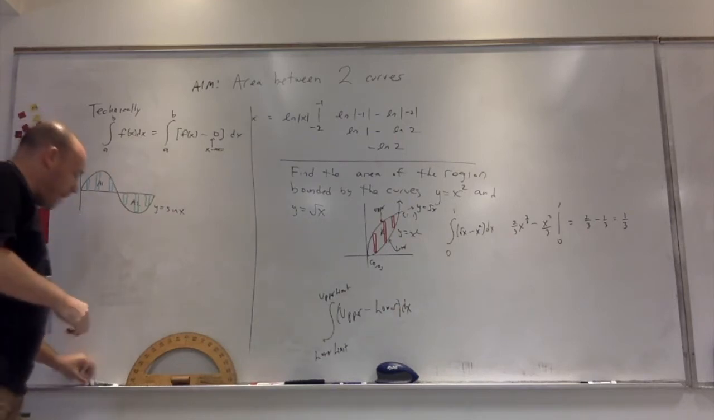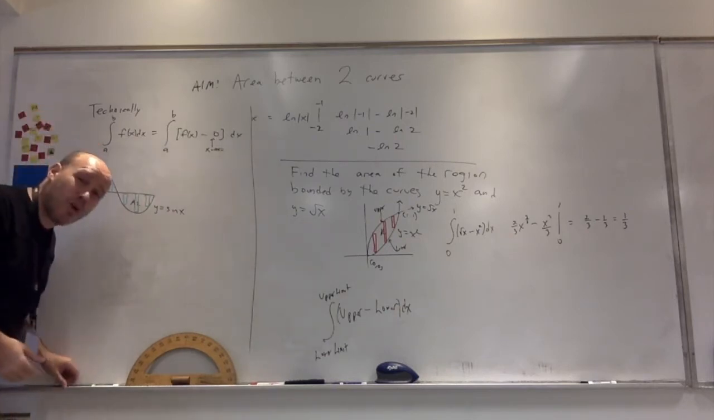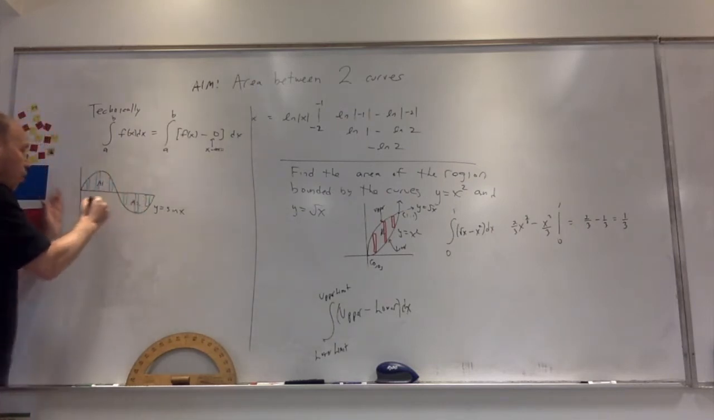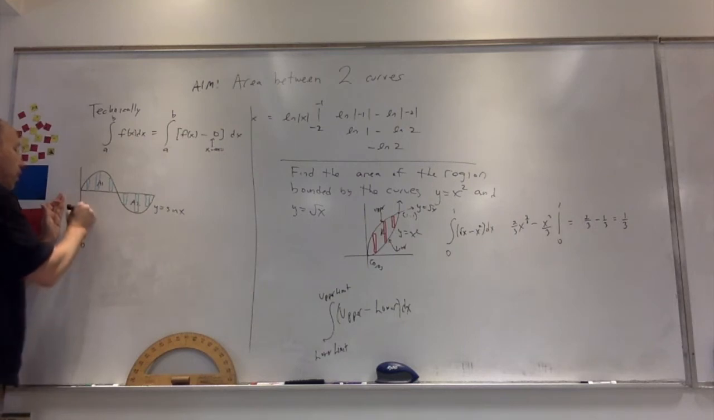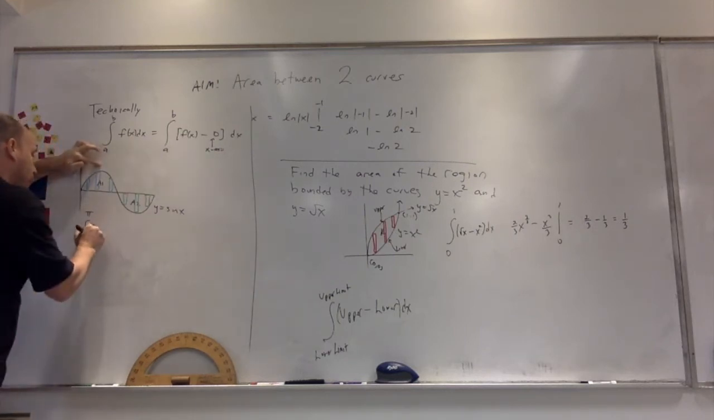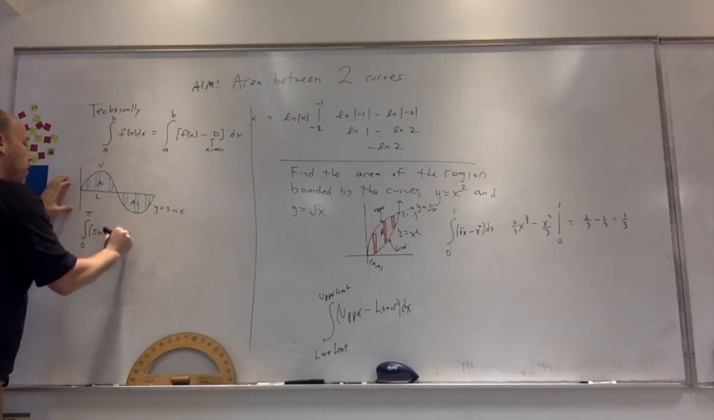Right? So it makes a little difference now. Once again, it's all about the rectangles. So let's take this first part. We know it's the integral from 0 to pi. What is the upper curve? The upper curve is sine. The lower curve is 0.